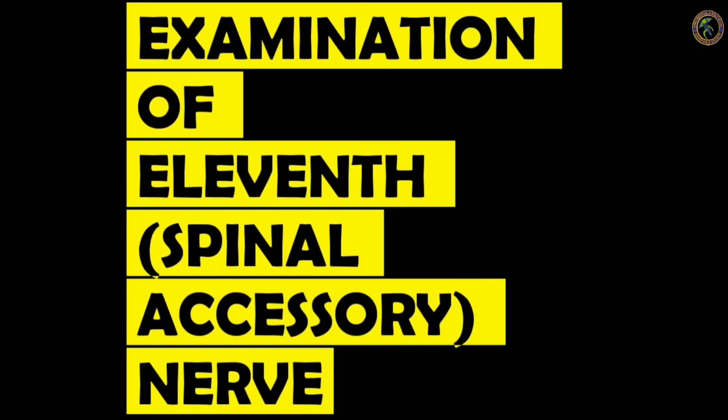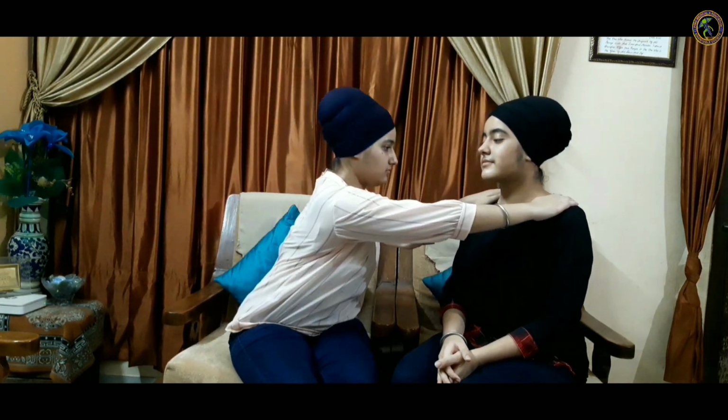Examination of 11th cranial nerve. Test for trapezius muscle. Ask the subject to shrug his shoulder and apply passive resistance on them from above. The subject is unable to shrug his shoulder on the affected side.